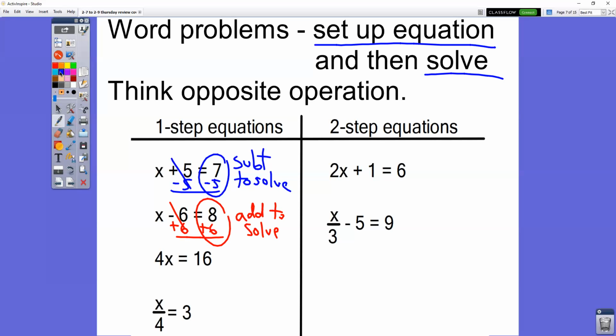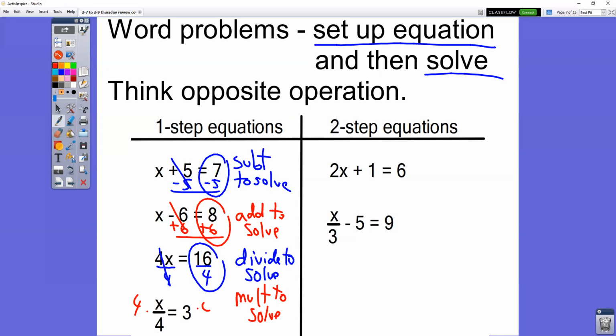If you wanted to divide to solve it, you would want to set up a one-step multiplying equation like this one is, because when we go to solve it, you would divide by 4 and divide by 4. If we wanted to multiply to solve the equation, or to solve the problem rather, we would want to set up a one-step dividing equation like this one is, because when you actually go to solve it, you are multiplying.